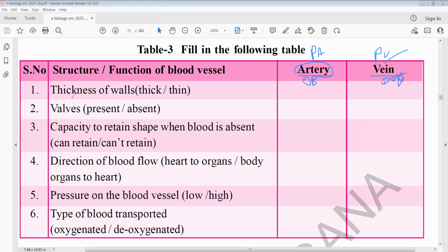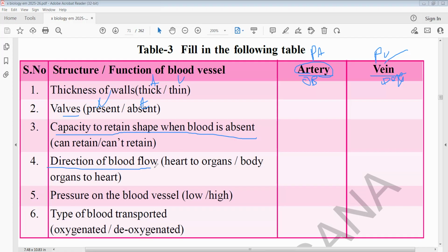Now let us go to the thickness, thick and thin. Artery walls are thick, whereas vein walls are thin. Next, valves. There are no valves in the arteries; valves are present in the veins, absent in the arteries. Capacity to retain shape when blood is absent: arteries can retain shape whether blood is present or not, but veins cannot. They may collapse and close if blood is not there.